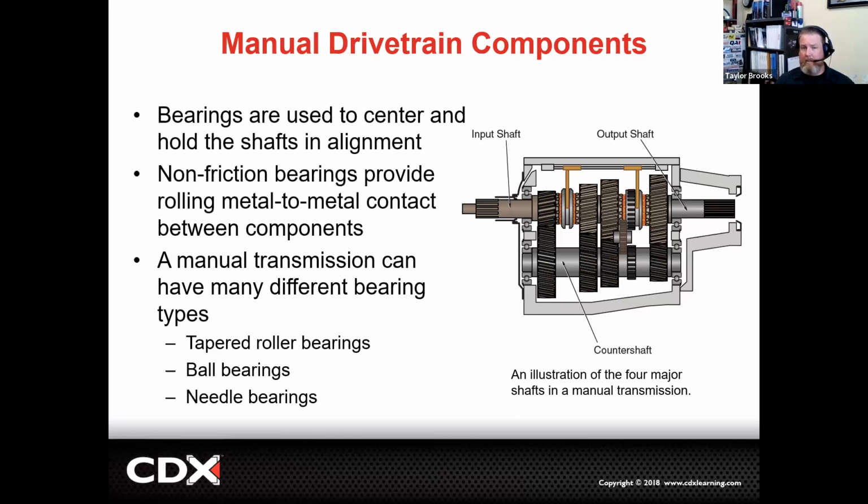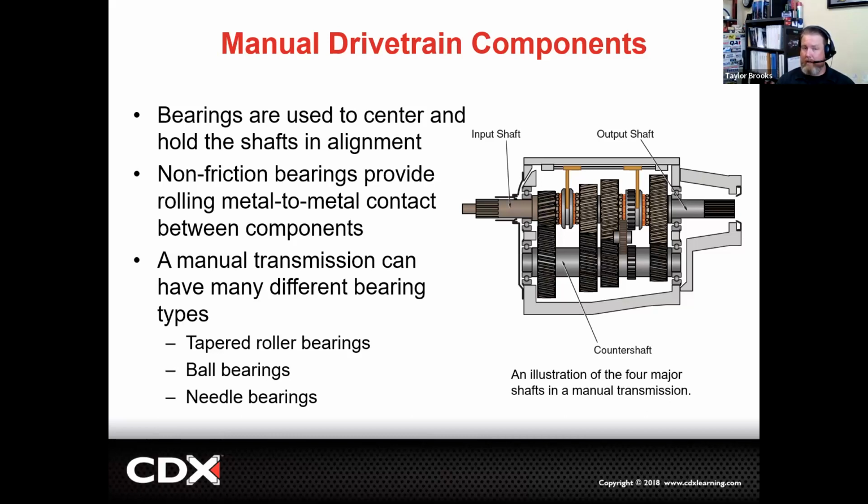Now we have a couple different types of bearings that can be inside of a transmission. We can have tapered roller bearings, ball bearings, and then those needle bearings like I brought up on those speed gears, excuse me. There also are some transmissions that don't have bearings at all, but instead have a bronze bushing or a softer material that acts as a bearing material.